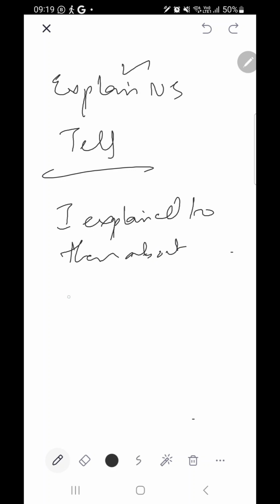Similarly, explain versus tell. After you use explain, we have to use "to" with that. I explain to them about surgery, and I told them about surgery. Right. Okay, so again, these are some rules that you have to understand.